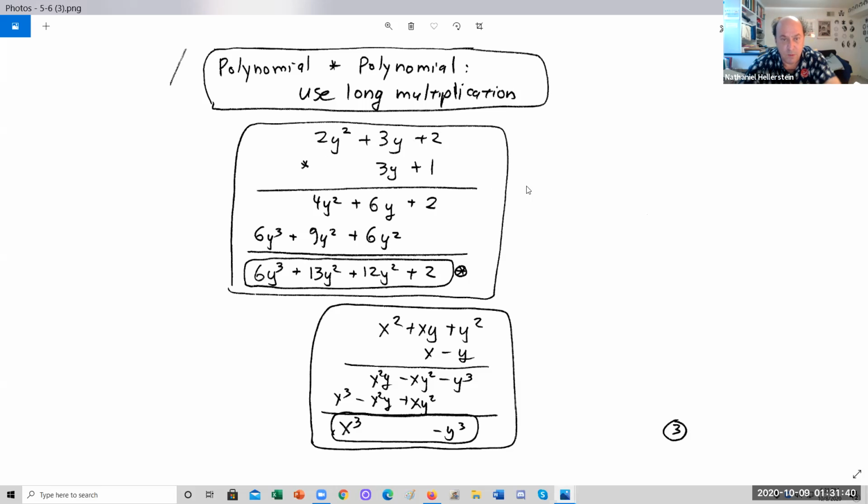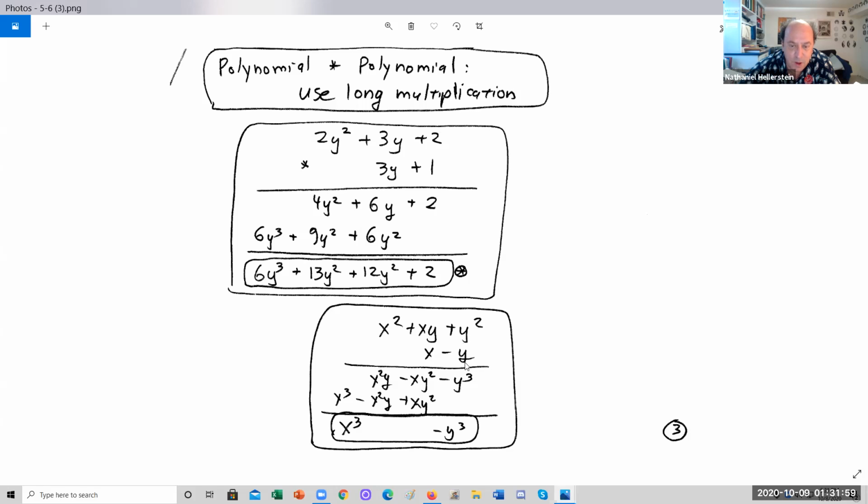Okay, I'm going to have to redo this one entirely. What a shame. All right, now, here we have y squared, x squared plus xy plus y squared. And that times x minus y. Oh dear, this should be a minus, this should be a plus.